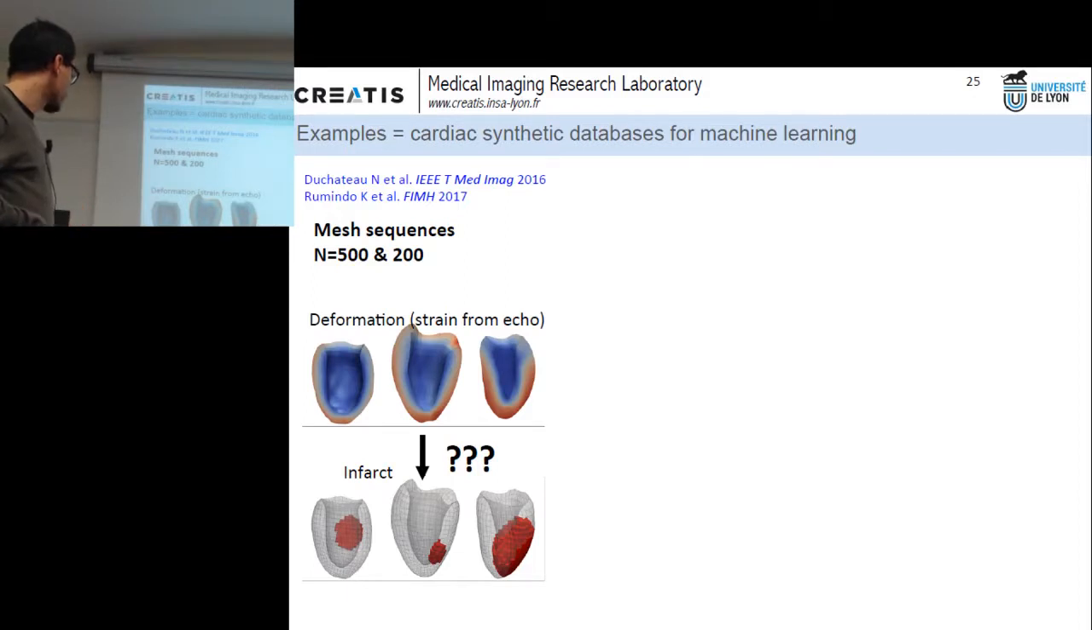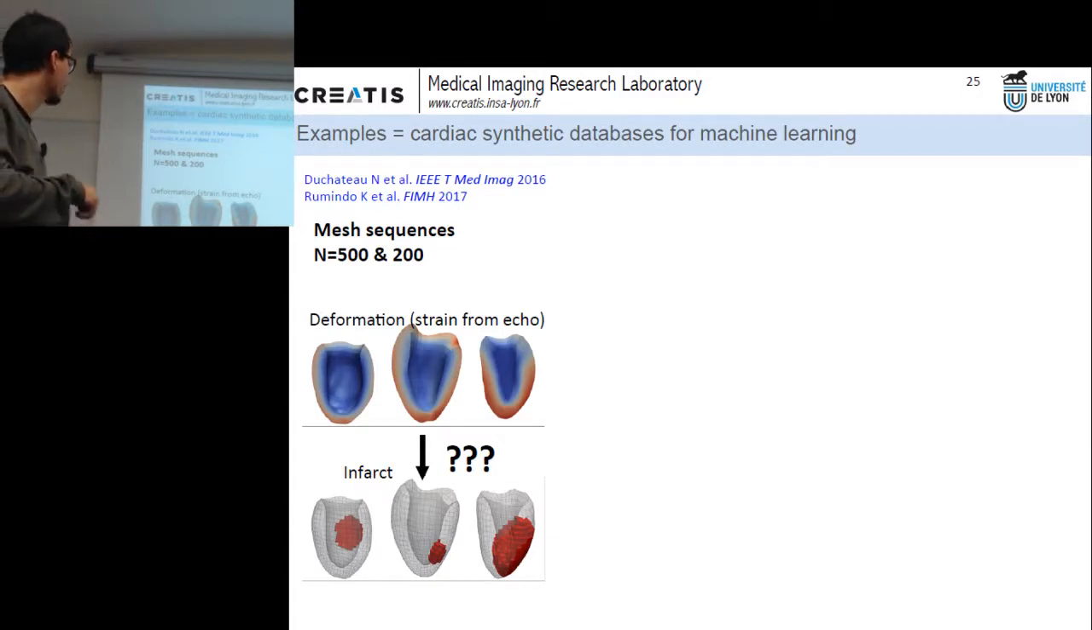A second work that we tried with Maxime and Mathieu, who are here, uses the synthetic model of INRIA and another one that we developed here at Creatis. To solve this question: if I have deformation data from echocardiography, may I avoid doing late enhancement on the patient? Sometimes it's not possible, but still, from deformation, can I infer the position of the infarct? So it's a challenging problem.